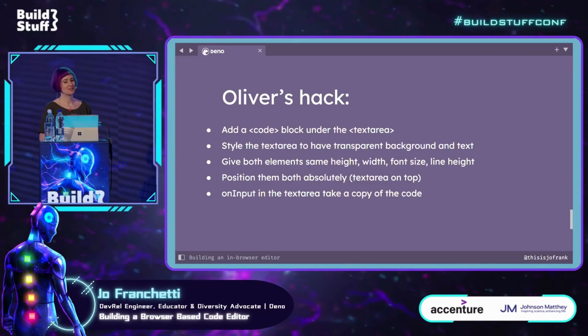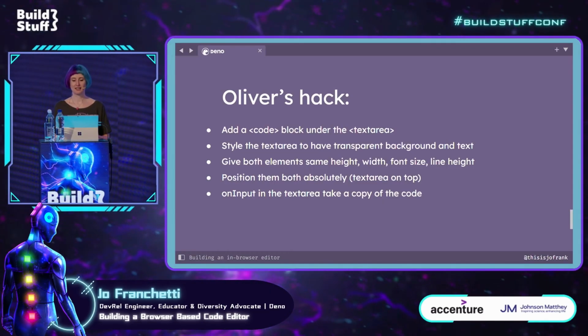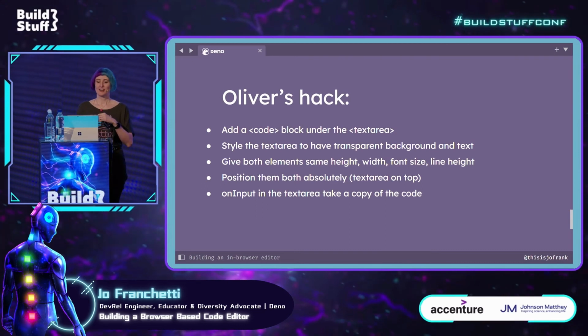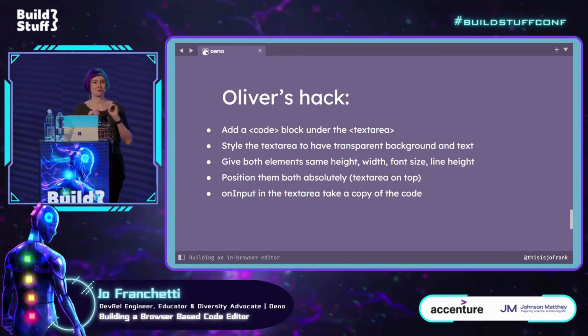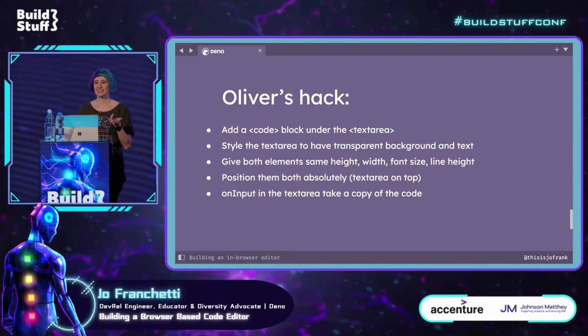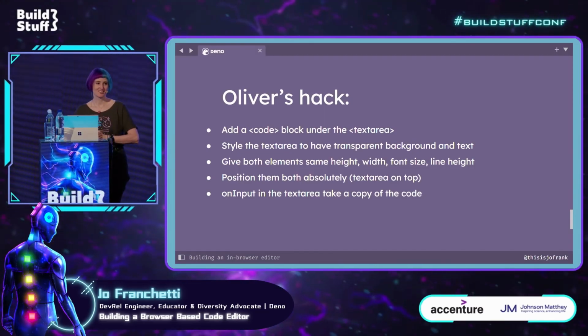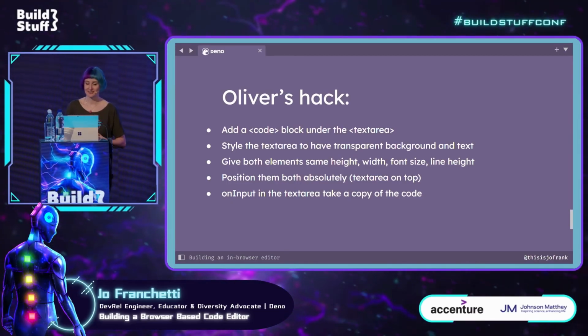Because what we're going to do is, on input of the text area, we take a copy of the value of that input, which is the code that has been typed. We apply PrismJS to that code, and then we put that updated code into the code block, which is hidden behind the text area. So it looks like you're typing syntax highlighted code, but you're not, which is such a super clever hack, and I was so happy when I found this.